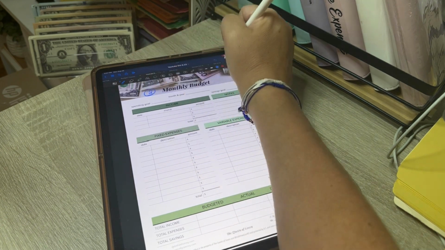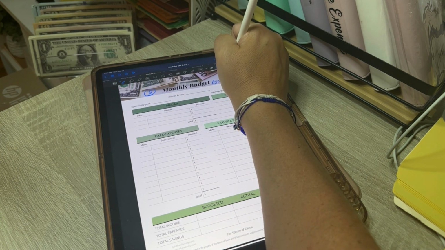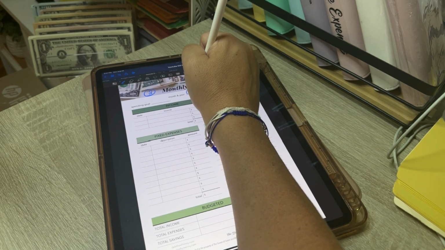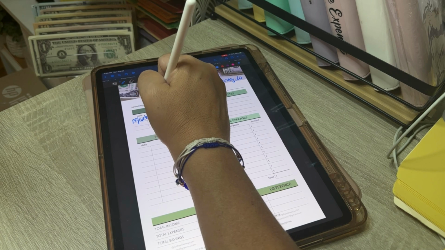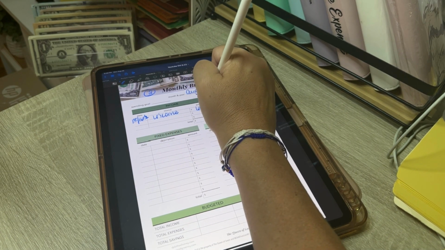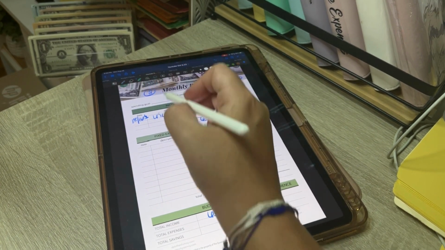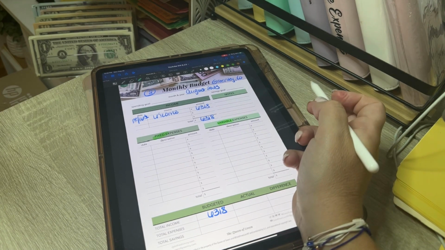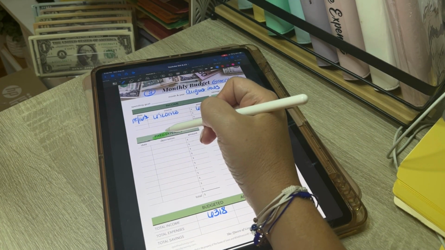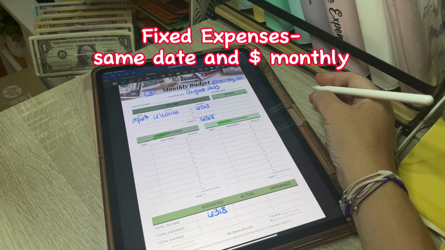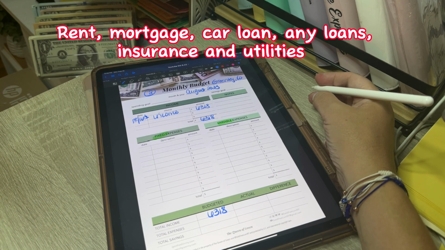So step number 2 for that client from Greenley, Colorado, is going to be the monthly budget. Put down our total income for the month, which is that 6318. Now what's important here is our fixed and our variable expenses. Okay? What's a fixed expense? A fixed expense is an expense that's the same dollar amount on the same day every month. That's going to include your mortgage, your rent, your car payments, any kind of insurances that you have, and then all of your utilities.